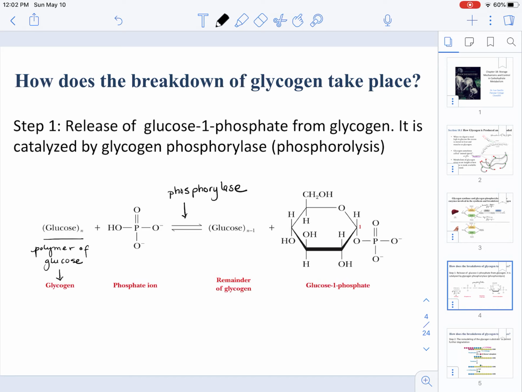So, glycogen phosphorylase is going to take that glycogen molecule, and the glycogen molecule is going to undergo phosphorolysis, which means that we are going to be removing a glucose subunit with the use of phosphate. The result of that is that now our glycogen has one less glucose molecule, and the product of that reaction is going to be glucose 1-phosphate.